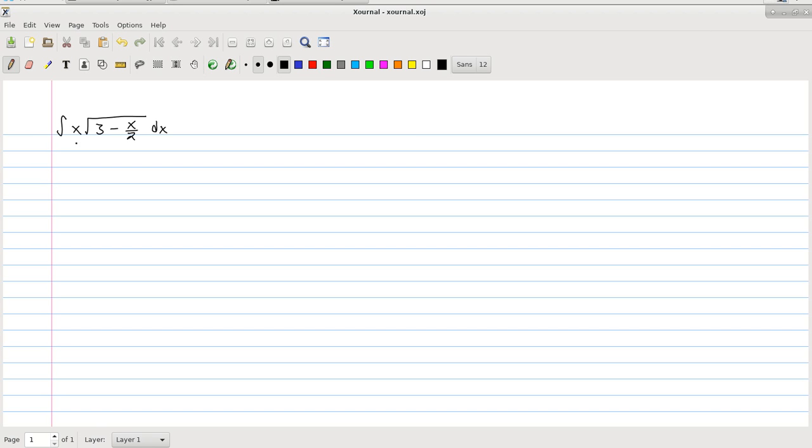Calculate the integral of x square root of 3 minus x over 2 dx. 3 minus x over 2 is inside the radical, so let's choose that for u. u equals 3 minus x over 2.